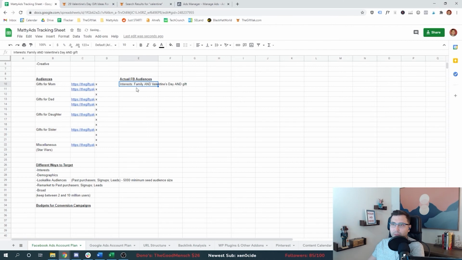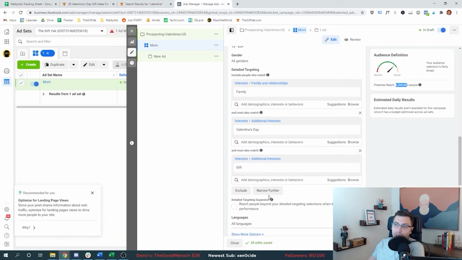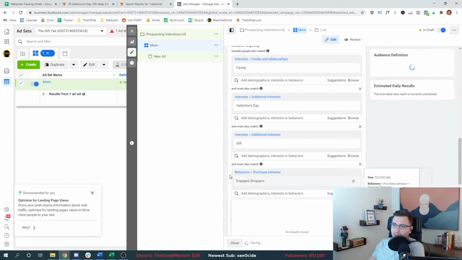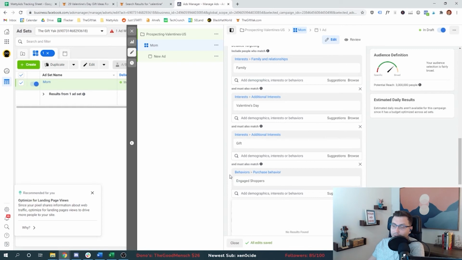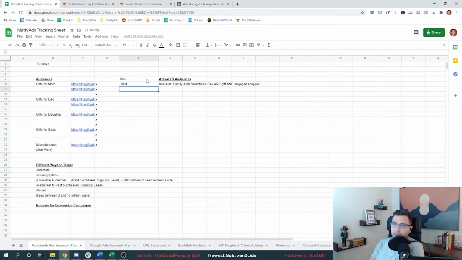So what does this mean? Well, it means they have to be a part of the family audience and a part of the Valentine's Day audience and a part of the gift audience. And you could theoretically, by the way, narrow it even further, and we could do that engaged shopper, which is somebody who clicks on the buy now button. And now we're down to 3 million. We could try that. So this is 3 million. So I would keep track of how big your audience is. So I would continue going down this and doing this for all of these.